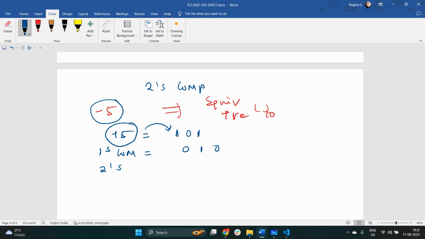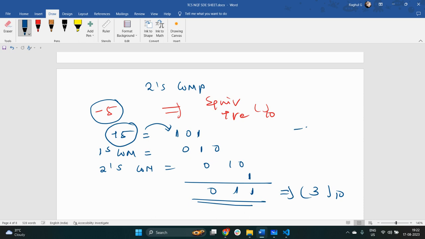Now let's find the twos complement. I'm going to add 1 to the digit. So 0 1 1. What is this equivalent? With 8421, I'm going to have 3 as my equivalent. So for -5, I'm going to have plus 3 as my decimal equivalent.